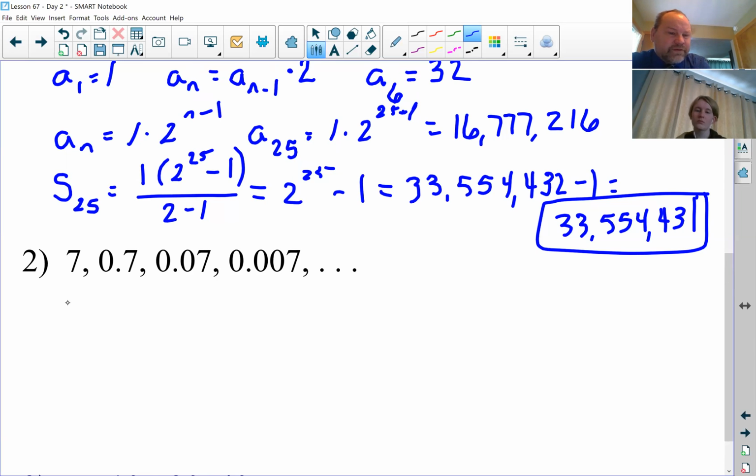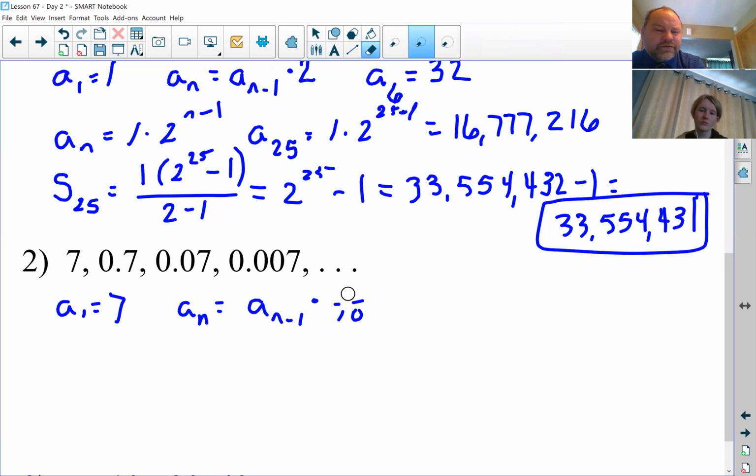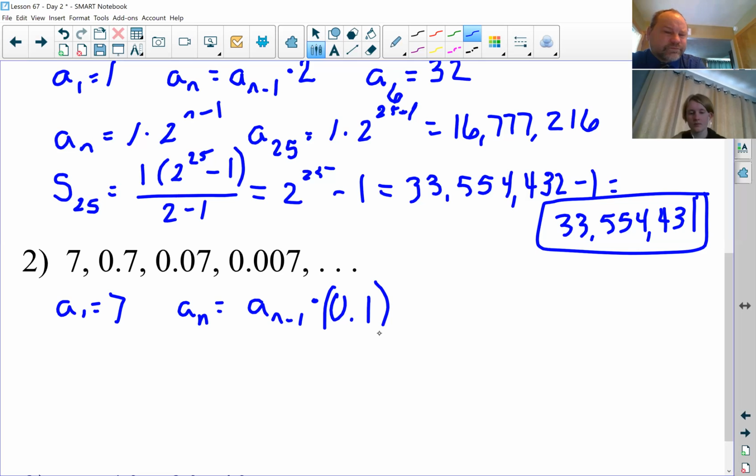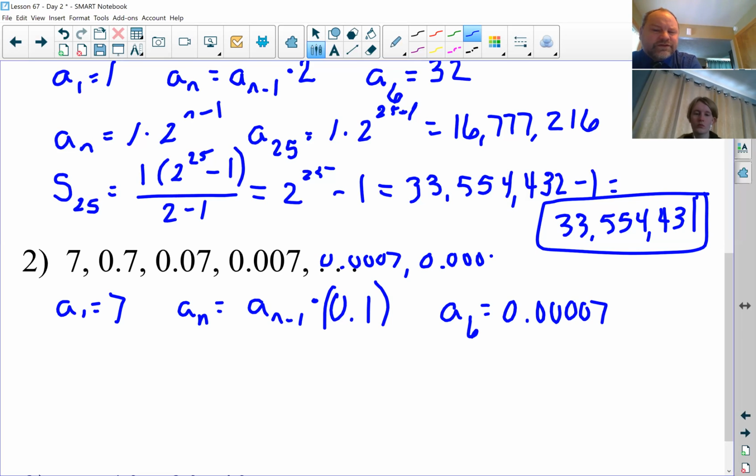All right. For this sequence, we start at 7. For the general term, or the recursive definition, we're going to multiply by 1/10, or I'll write it as a decimal. We're going to multiply by 0.1. So we have 1, 2, 3, 4. Our 6th term has 4 zeros and a 7.